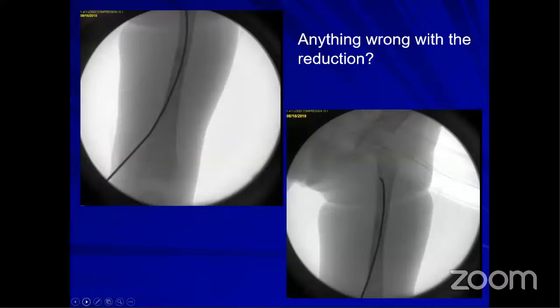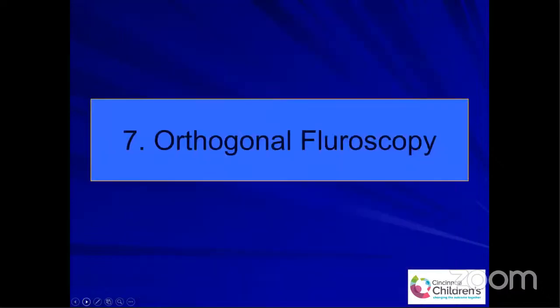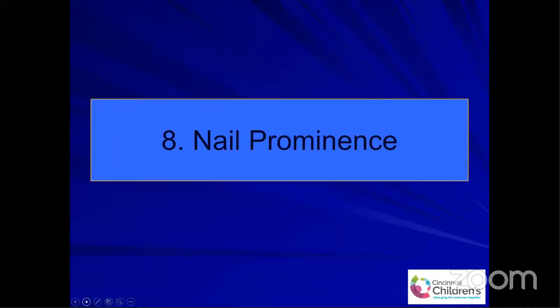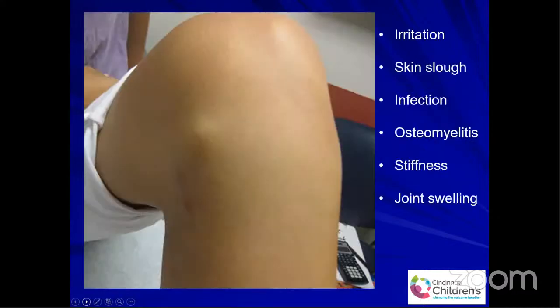The other thing is you want to check in both views. So here everything looks okay, but if you look at an orthogonal view, it's missing the distal fragment altogether. You want to make sure that you get orthogonal fluoroscopy even at the end of the case. You can see here that this was recognized post-op, that the nail was out and was irritating the sciatic nerve here. Nail prominence is an issue. And so there are ways to prevent this. One of the ways is to avoid bending the nails at 90 degrees at the end and try to leave them flush with the metaphysis.